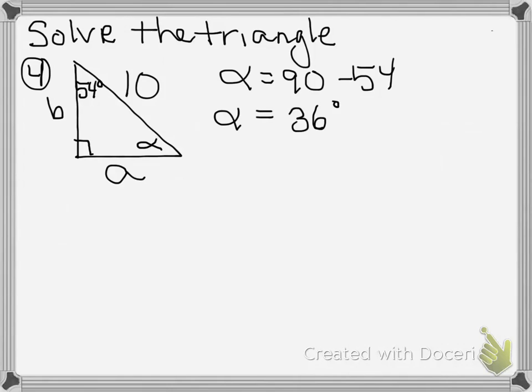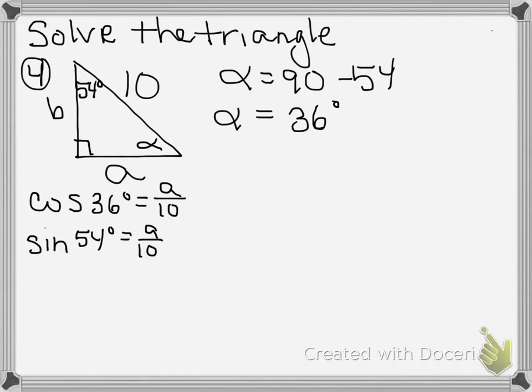Once you find alpha, you have a little bit of flexibility in solving for A and B. I can start by saying, solving for A, that cosine, A is adjacent to alpha, so the cosine of 36 degrees equals A over 10. Likewise, I could have said that the sine of 54 degrees equals A over 10. No matter which trig function you choose, you're still going to get the same value for A. Taking it to 2 decimal places, we get 8.09.